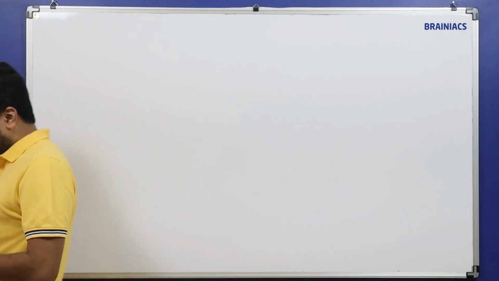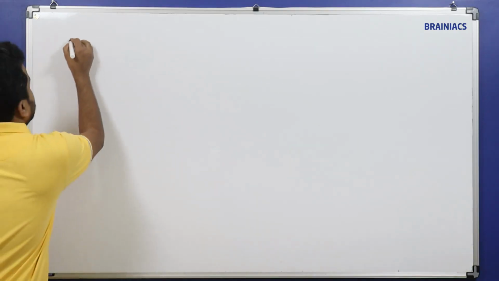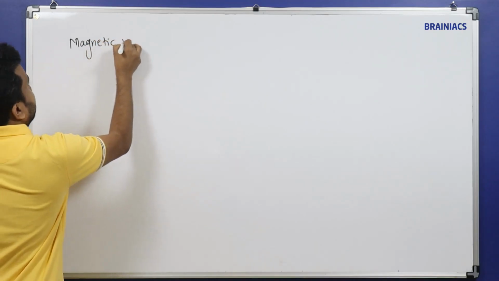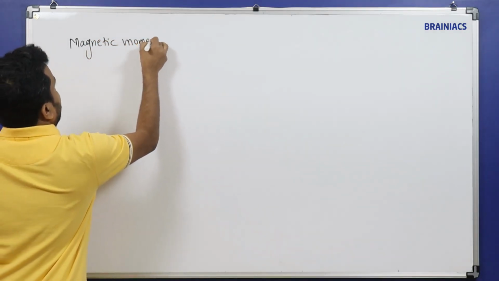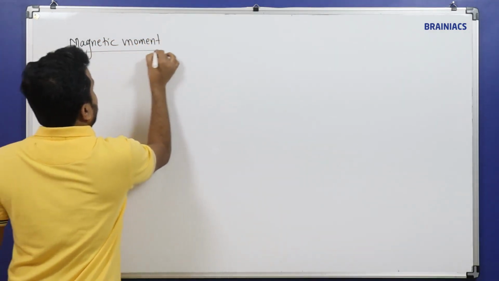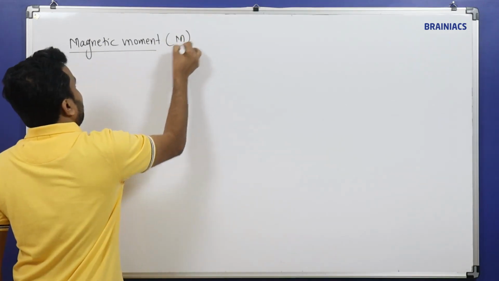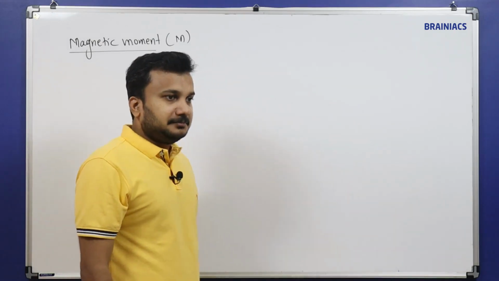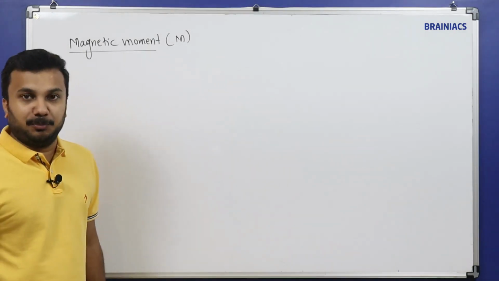You can write out the heading, which is called magnetic moment. Magnetic moment is represented using a capital letter M. Magnetic moment is similar to electric dipole moment.